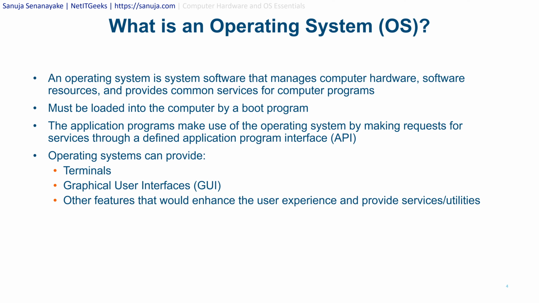Other features that would enhance the user experience and provide services and utilities are also part of the operating system in many cases. These include things like certain accessibility features, and certain other features that will allow the user to easily configure the operating system, whether you want to change a simple desktop setting or change the entire IP address and the TCP/IP stack, all the way from basic changes to user experience to some advanced level. So that will also be part of your operating system services.